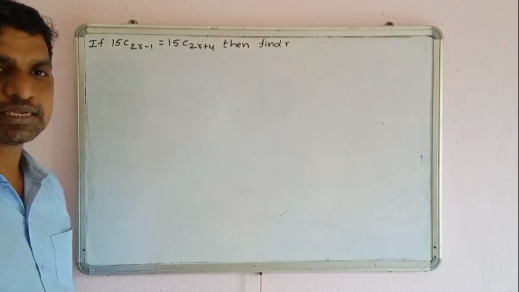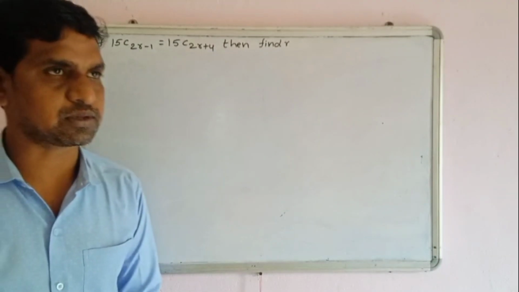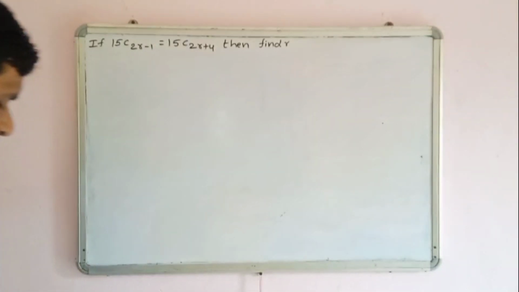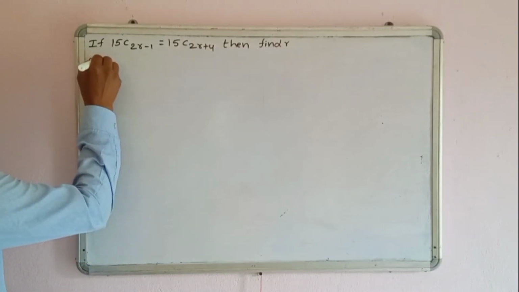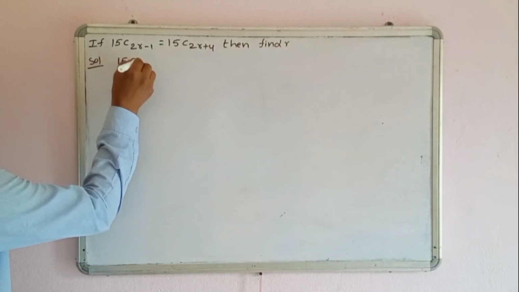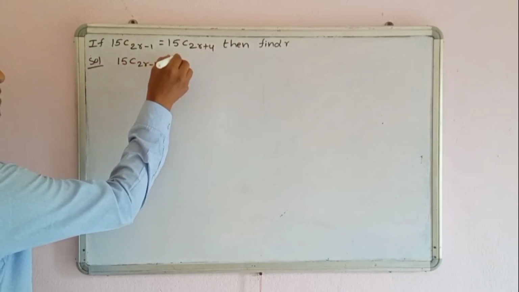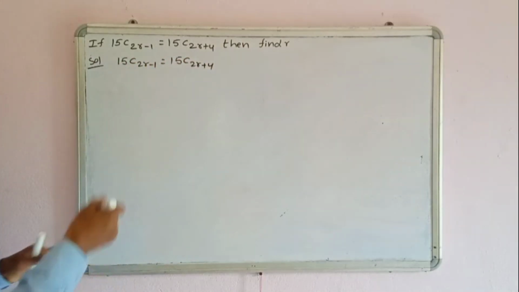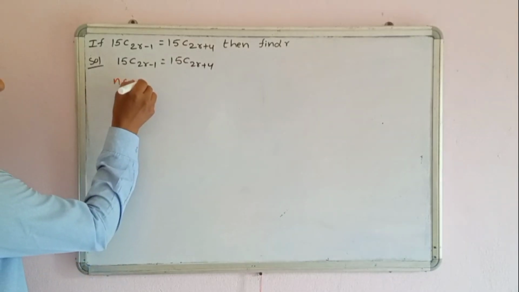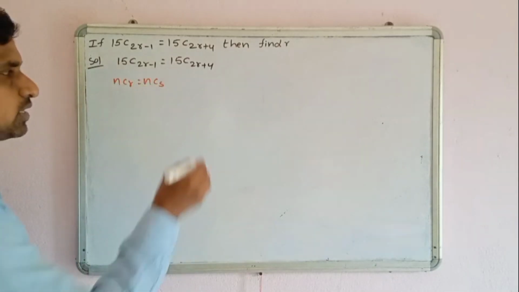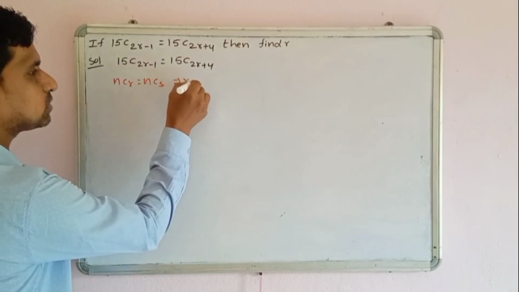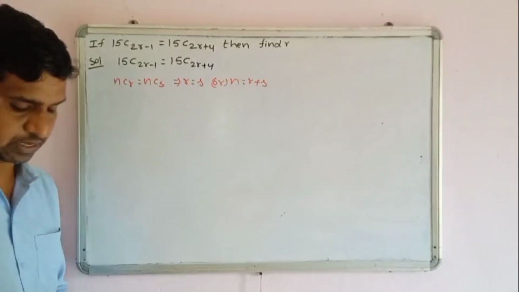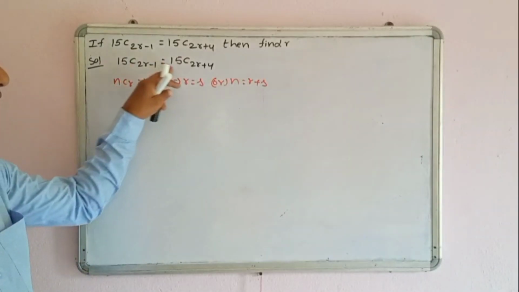If 15c2r minus 1 equals 15c2r plus 4, then find r. See solution. Given 15c2r minus 1 equals 15c2r plus 4. See the formula, see the condition. If NCR equals NCS, then R equals S or N equals R plus S. Okay, so here NCR equals NCS.